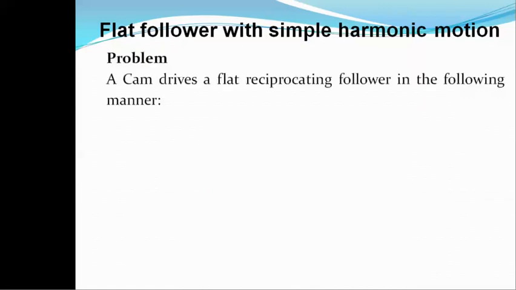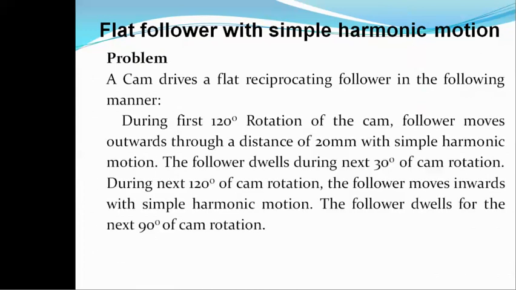Here is the problem. A cam drives a flat reciprocating follower in the following manner. During the first 120 degrees rotation of the cam, the follower moves outwards, that means outstroke, through a distance of 20 mm. That is the lift of the follower, with a simple harmonic motion. The follower dwells during the next 30 degrees of cam rotation, and during the next 120 degrees of cam rotation, the follower moves inwards, that is the return stroke, with a simple harmonic motion. The follower dwells for the next 90 degrees of cam rotation.